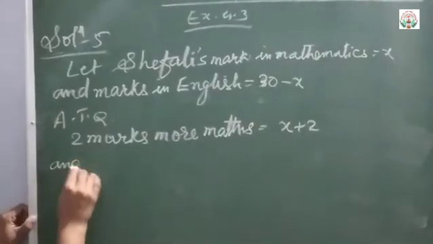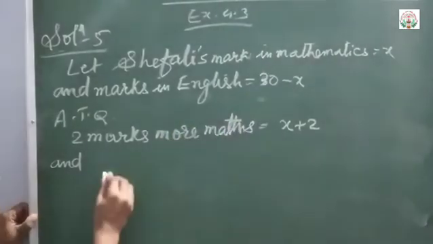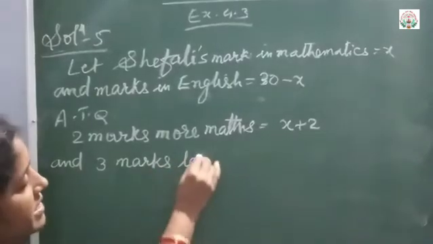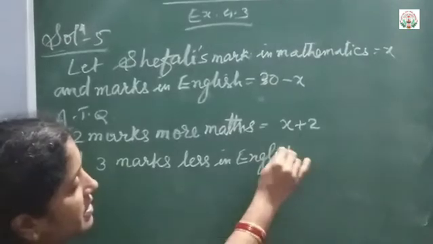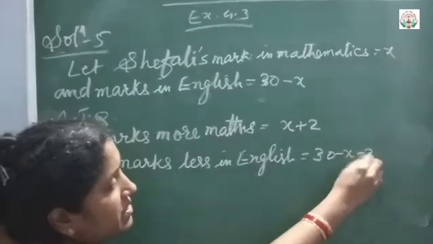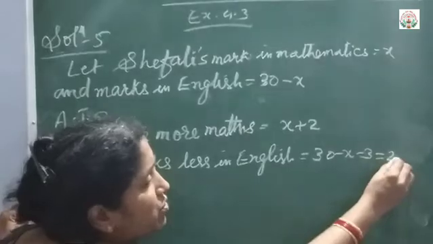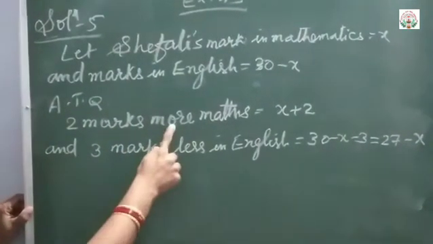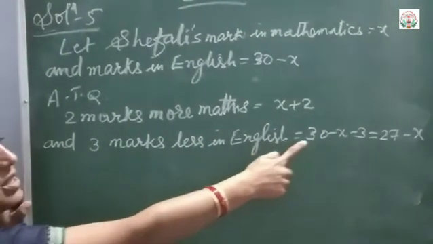And 3 marks less in where? English. That means 3 marks less in English equals, what is the English mark? 30 minus x minus 3, which is equal to how much? 30 minus 3 will be 27. So it will be 27 minus x. That is English marks. So the product of these two, that means mathematics marks and English marks, new one, is equal to 210.